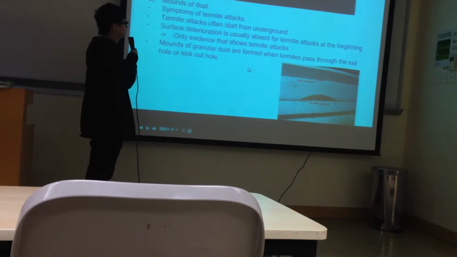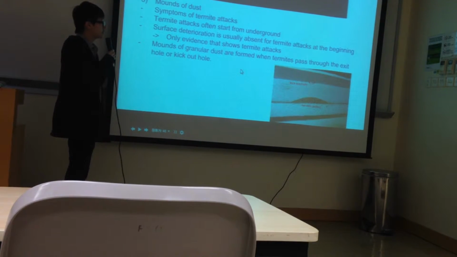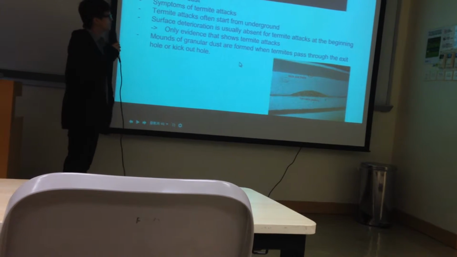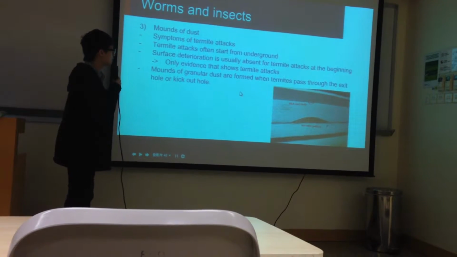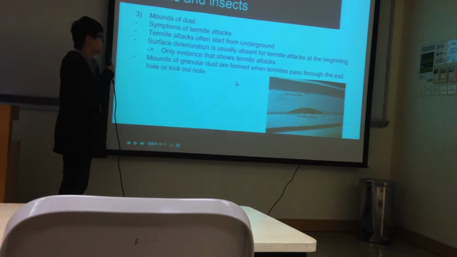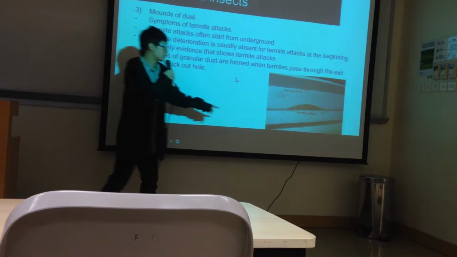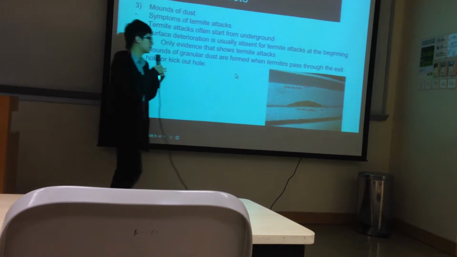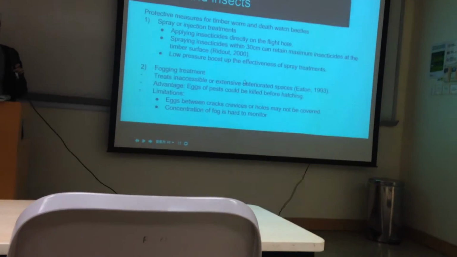Mound of dust is a symptom of termite attack mainly. Since termite attacks often start from underground and the attack only hollows out the internal structure of timber, surface deterioration is usually absent for termite attacks at the very beginning. Therefore, mounds of dust could be the only evidence that shows termite attacks in the early stage. And this is the mound of dust produced by termite attack when termites pass through the exit hole or take-out hole to go home.